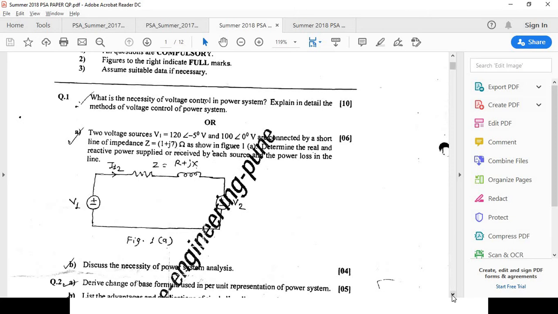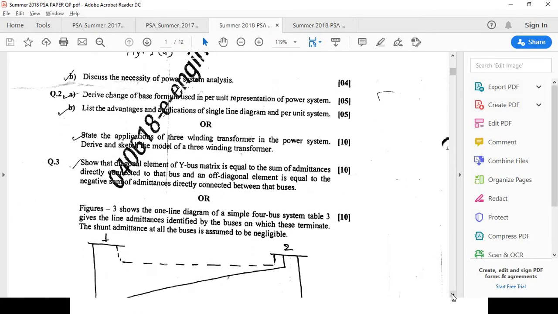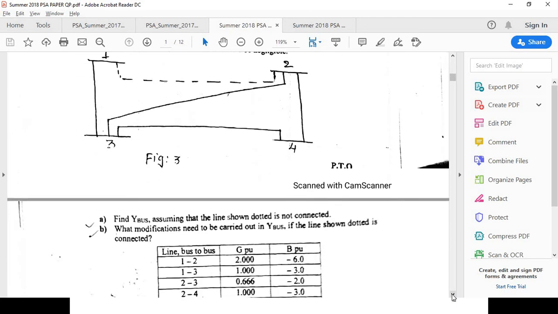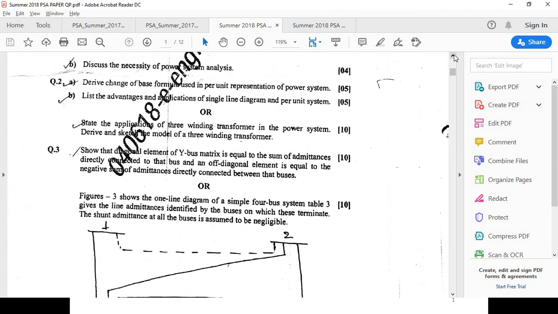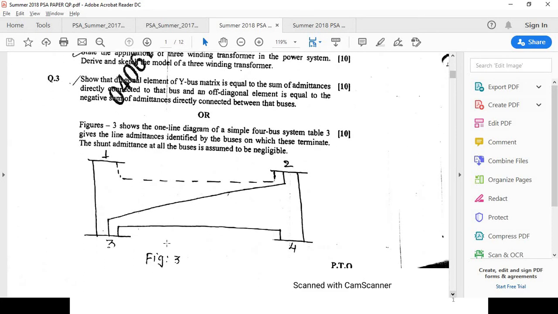Now another numerical which is asked in this exam. It is related to the load flow analysis. So what is the question? Figure 3 shows the one line diagram of a simple 4 bus system. So this is bus number 1, bus number 2, bus number 3 and bus number 4. It is a simple 4 bus system, and table 3 gives the line admittances; identify buses on which these terminate.